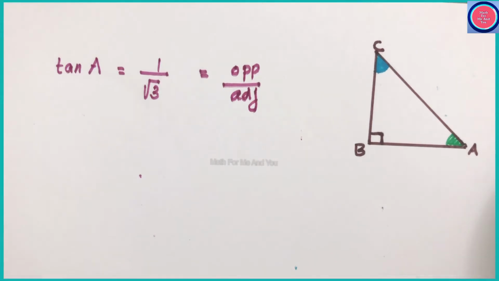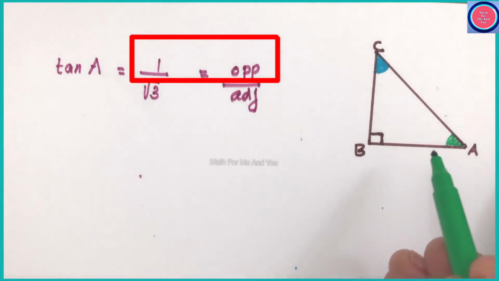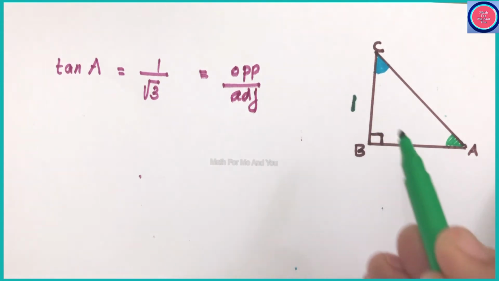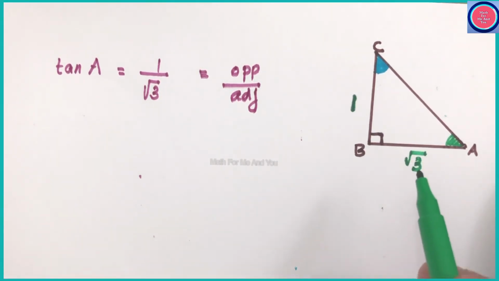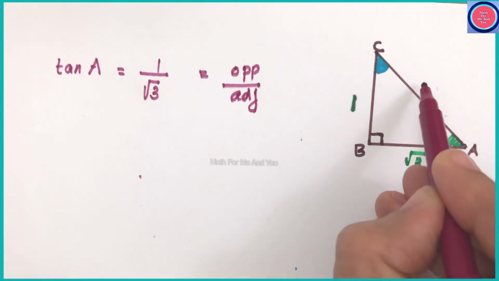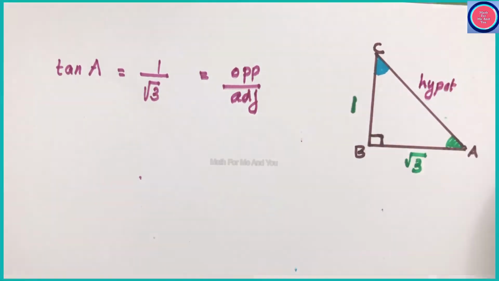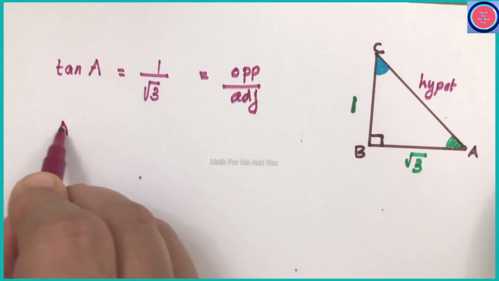What is the opposite side? It is BC. So we can equate these two fractions. In place of opposite side, the number is 1, so we write BC as 1 unit. And the adjacent side we could mark as root 3 units. This is a right angled triangle, and we can see the 90 degree angle, that is angle B. Opposite to that is the side hypotenuse, and the hypotenuse is missing. How can we find the length of AC or hypotenuse?